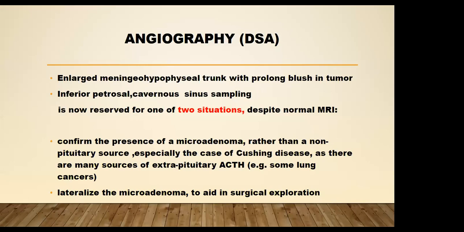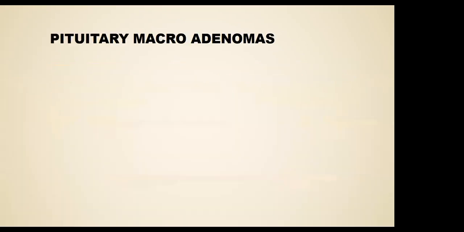So we will reserve the angiography for 2 situations. The first is to confirm the presence of the microadenoma rather than non-pituitary sources, especially in the case of Cushing disease, as there are many sources of extrapituitary ACTH, such as some lung cancers secreting ACTH extrapituitarily. And the other situation is to lateralize the microadenoma and aid the surgical exploration.